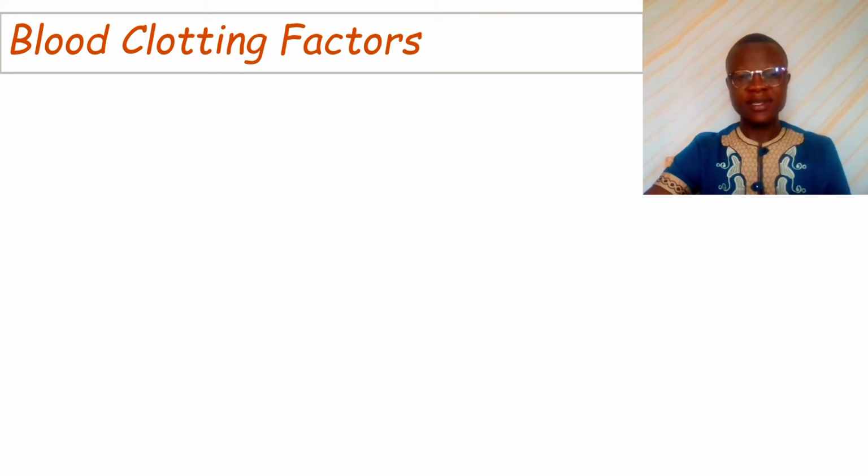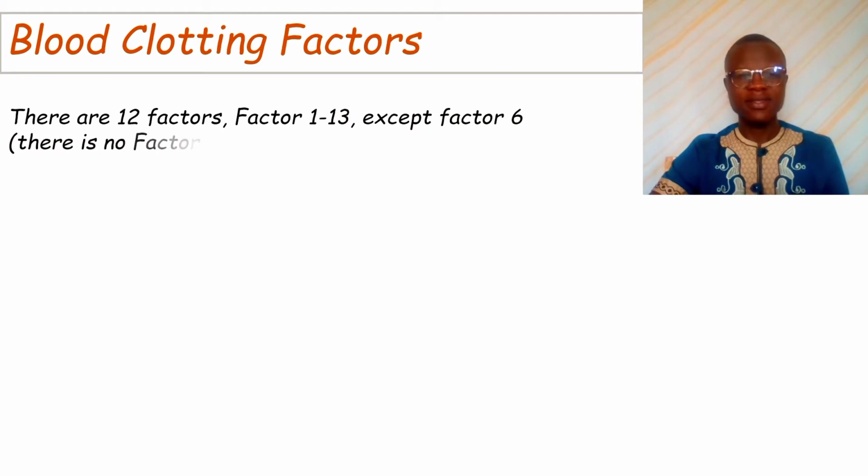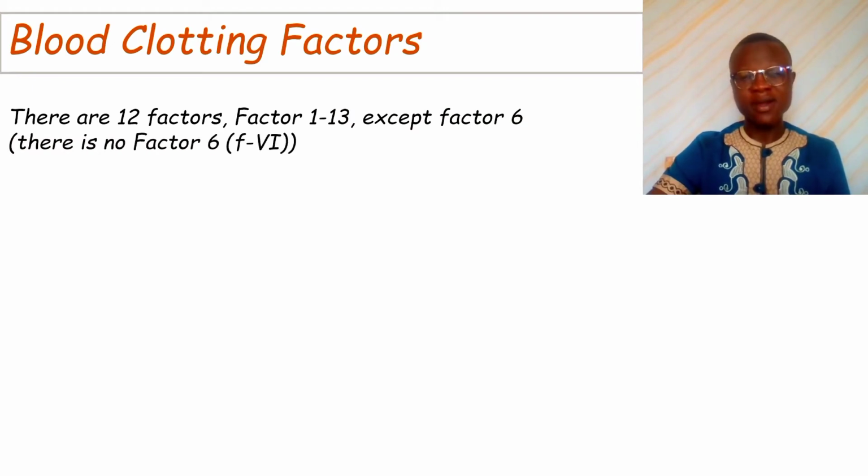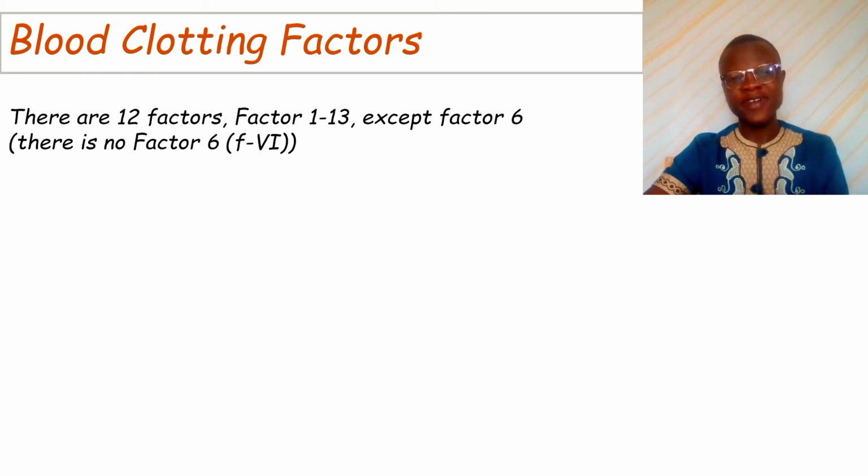Let's get started. First, there are 13 clotting factors, numbered factor 1 to 13. However, there's no factor 6. The reason is that at first we had 13 factors, but factor 6 was found to be an active form of factor 5. So for that reason, it was gotten rid of, so we don't have factor 6. Importantly for this mnemonic, we are going to use factor 6 as a reference point.